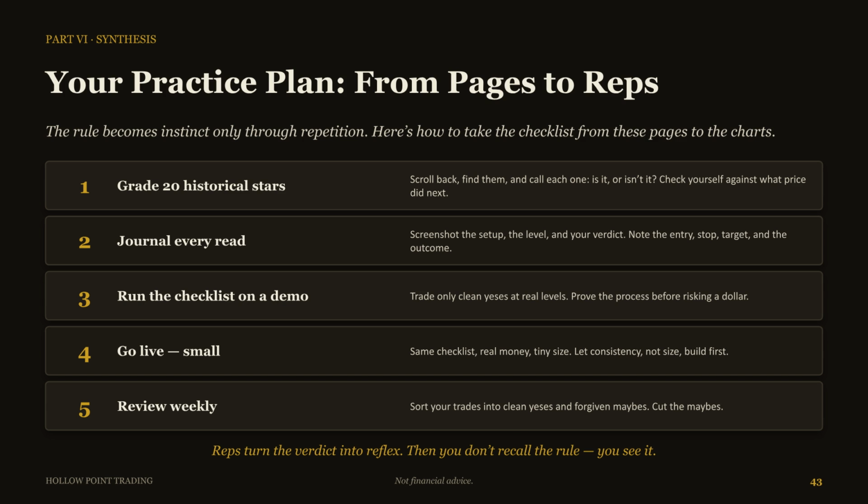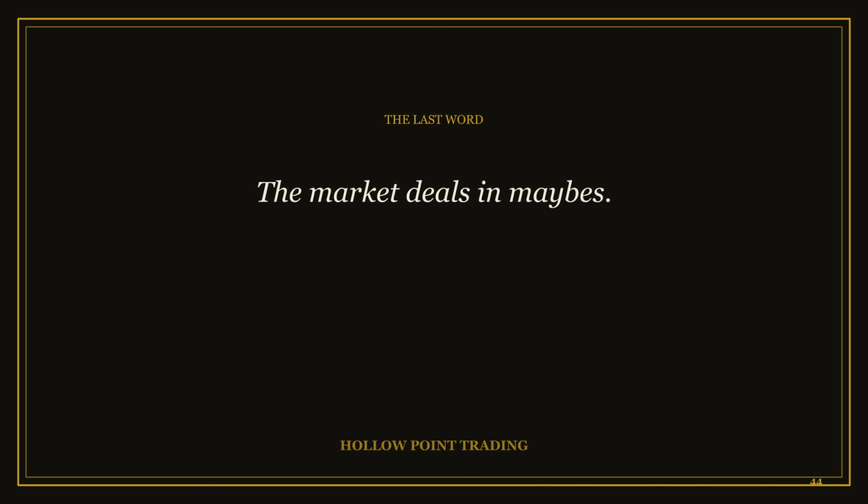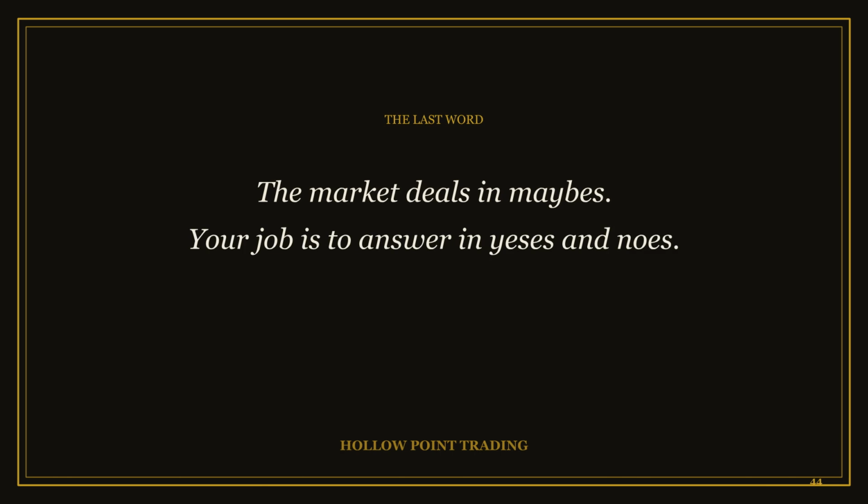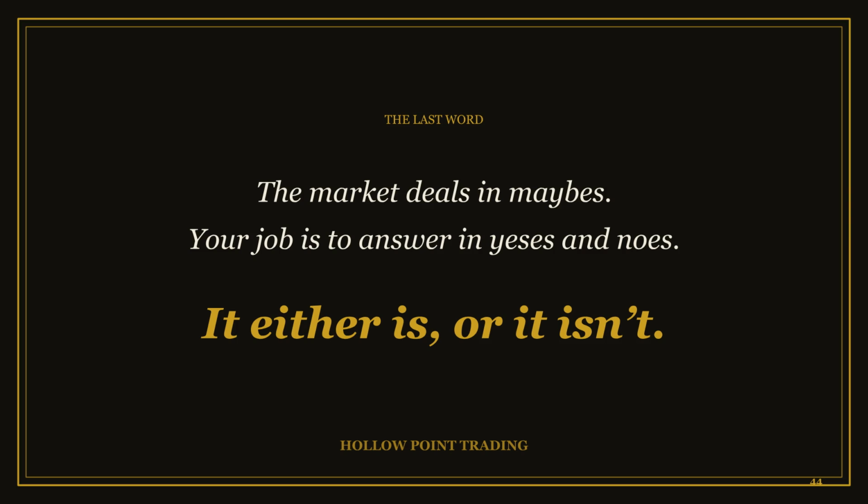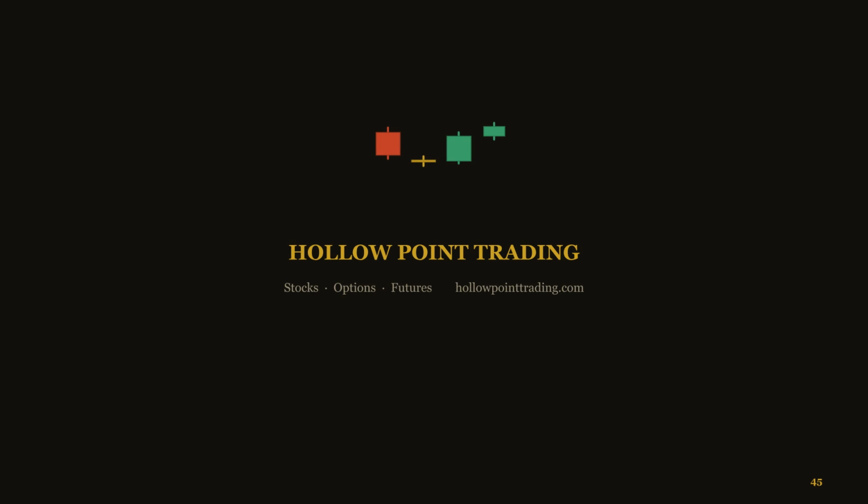Your practice plan moves from pages to reps. Grade historical stars. Journal every read. Run the checklist on a demo, then go live small, and review your trades weekly. Repetition turns the verdict into reflex. The market deals in maybes, but your job is to answer in yeses and nos. Remember the core philosophy: it either is or it isn't. Now, go decide. This concludes the video on Hollow Point Trading Star Patterns.